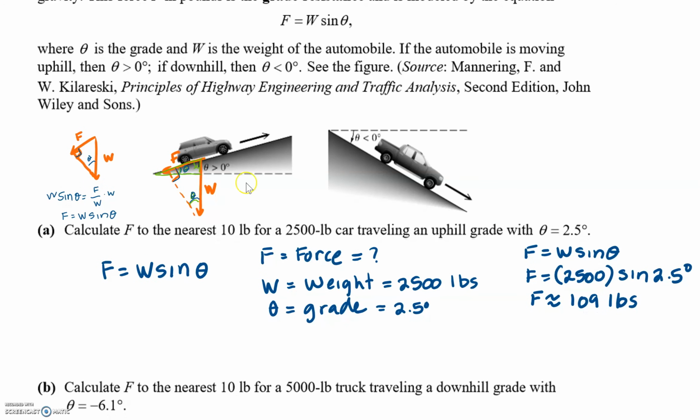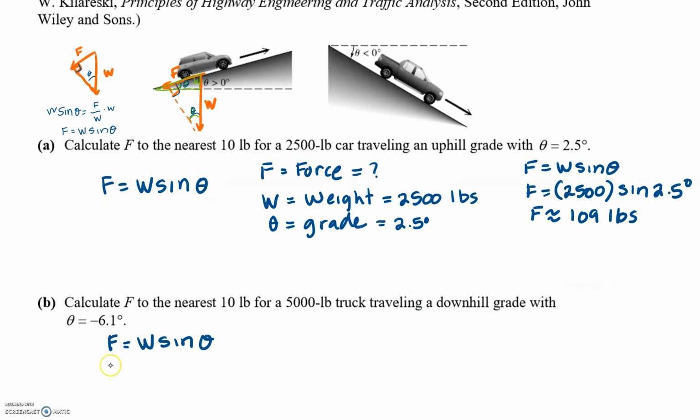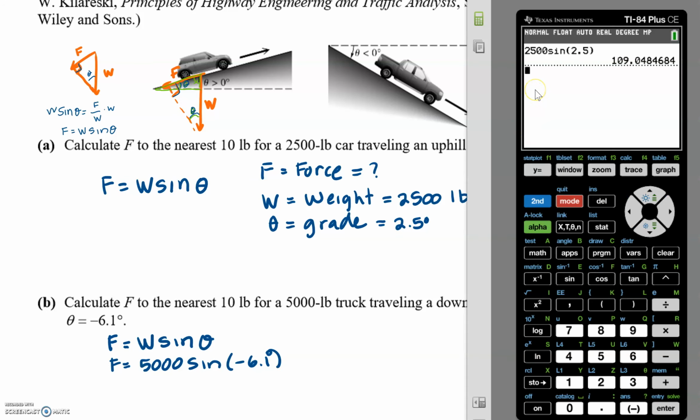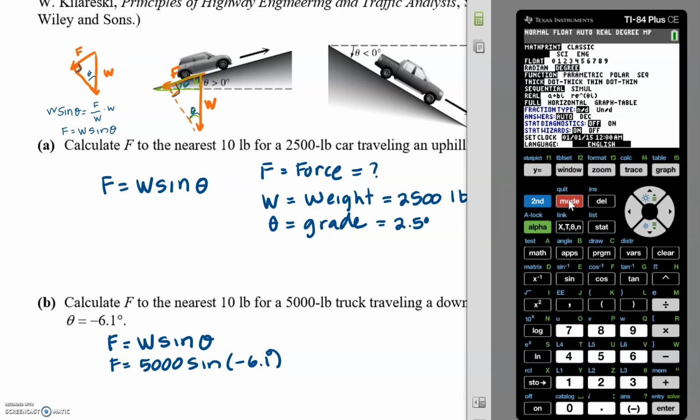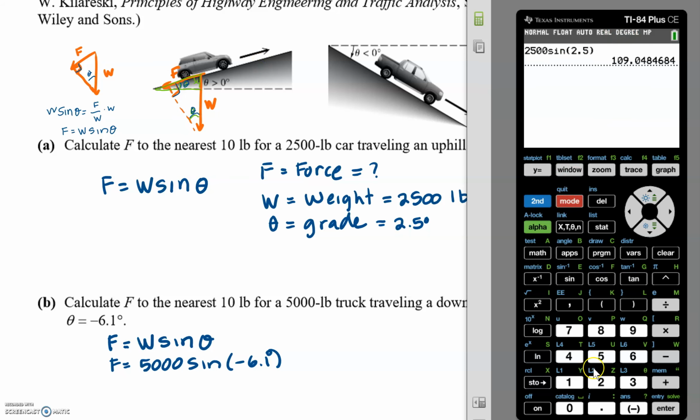So let's do part B. Let's go ahead and calculate the force to the nearest 10 pounds, same thing, for now a 5,000 pound truck traveling downhill. So the grade is negative 6.1 degrees. So now the weight is 5,000 and the angle is negative 6.1. So again, using our calculator, we can just plug this in. We're already in degrees. That should not have changed, but if you want to check it, you can go to mode. You can see degrees is highlighted. So I'll go to second quit and I'll just type it in.